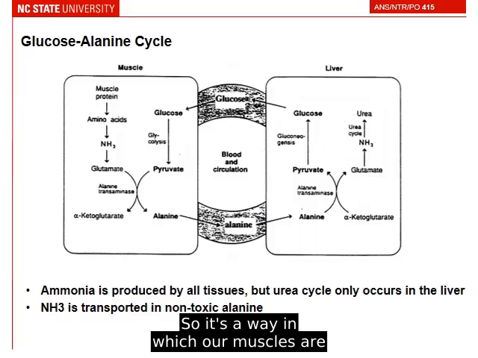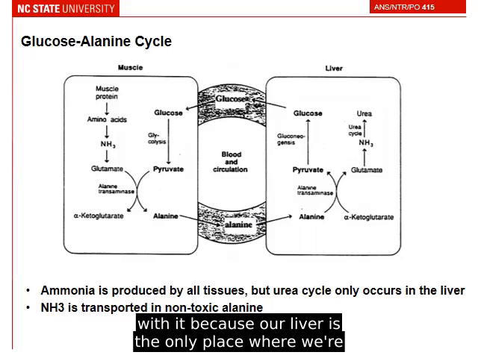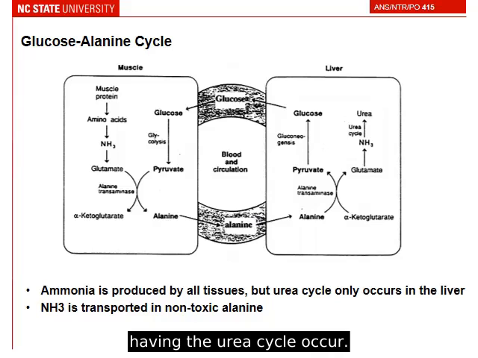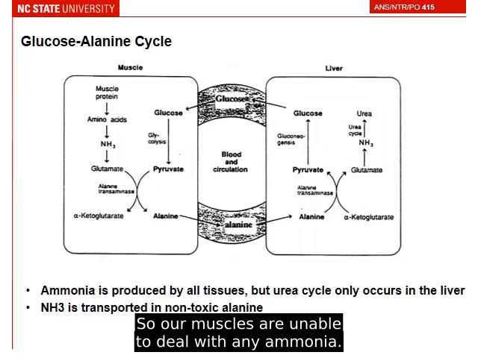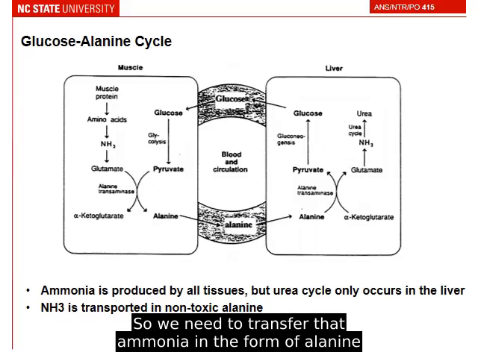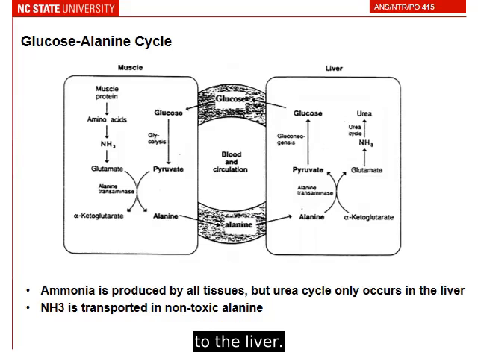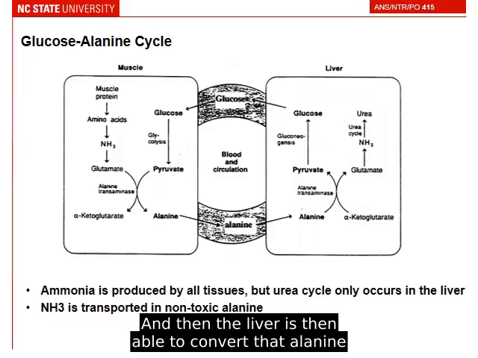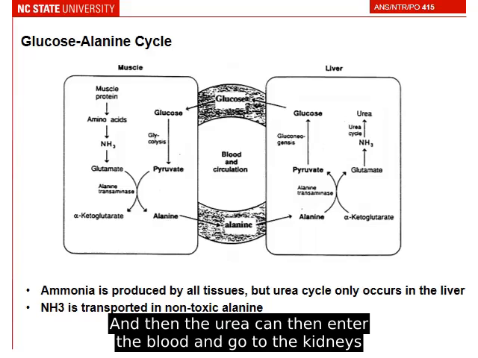So it's a way in which our muscles are able to get rid of the toxic ammonia to where our liver is able to deal with it, because our liver is the only place where the urea cycle occurs. So our muscles are unable to deal with any ammonia. So we need to transfer that ammonia in the form of alanine to the liver, and then the liver is able to convert that alanine to urea, and then that urea can enter the blood and go to the kidneys and be excreted.